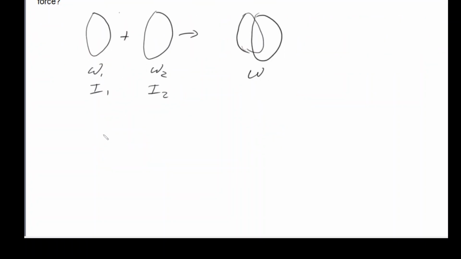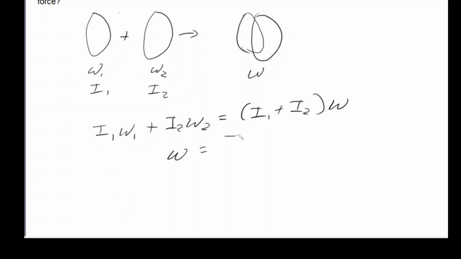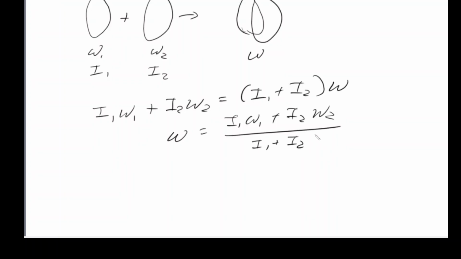So using conservation of angular momentum, we know that angular momentum of 1, which is I1 times omega-1, plus I2 times omega-2, has to equal the sum of the two inertias times omega, or omega ends up being (I1 omega-1 plus I2 omega-2) over (I1 plus I2). So that would be the angular speed of the compressed disk.